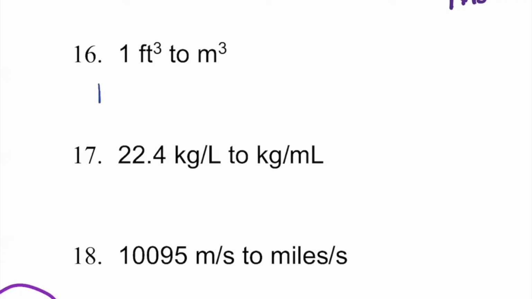In this problem, I am given 1 cubic foot, and I want to convert that into cubic meters. First of all, we have to get it from English units into metric units. On our sheet, we do not have the direct conversion of feet to meters. First, we're going to have to go from feet to inches, because we do have that conversion. For every 1 foot, we have 12 inches.